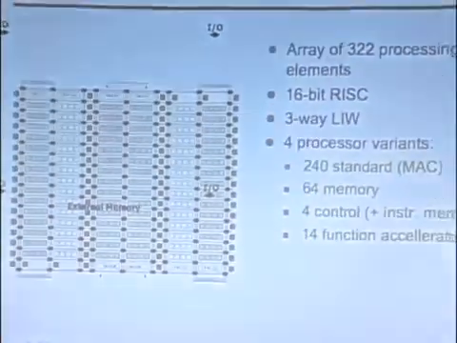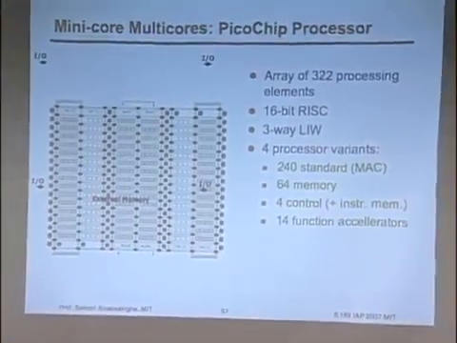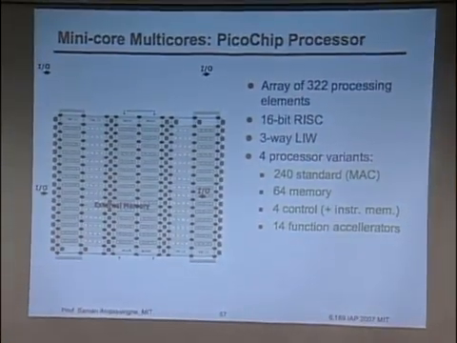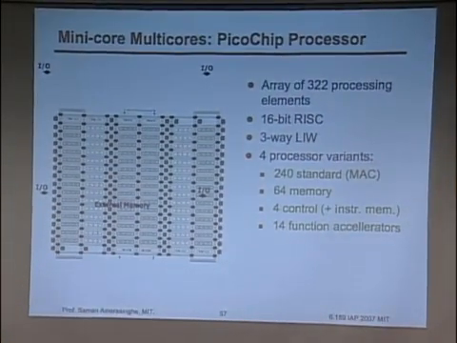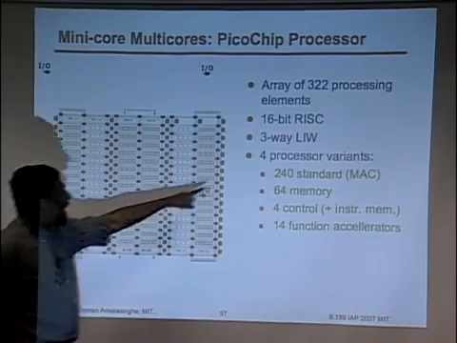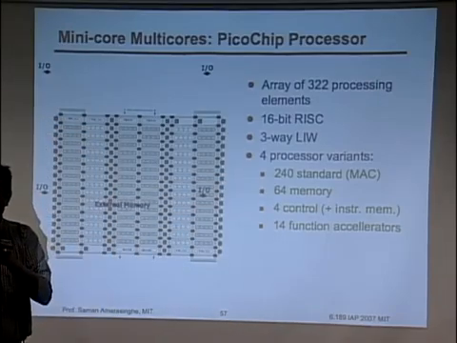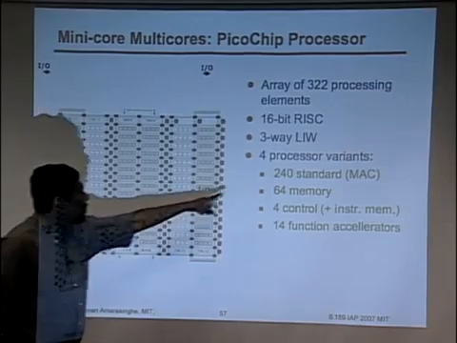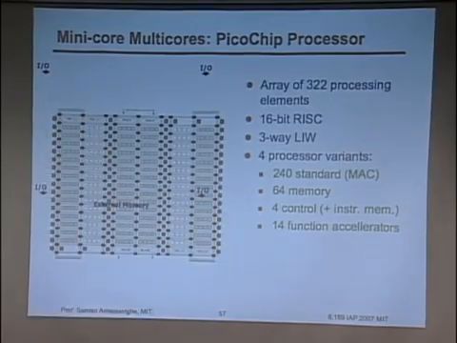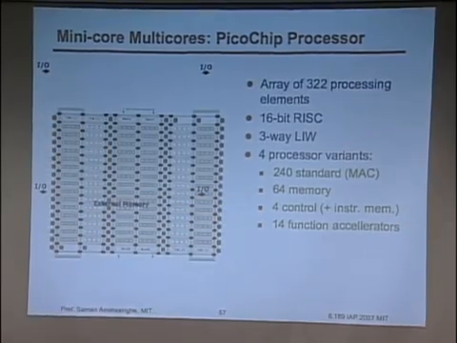The other extreme is these mini cores. For example, this Pico chip has an array of 322 processing elements. They have a 16-bit RISC, so it's not even a 32-bit machine. Piddly little things, 3-way issue, and they had like 240 of them. They do basically nothing more than a multiply and add. There are 64 memory tiles, 4 control processors, and 14 special purpose function accelerators.